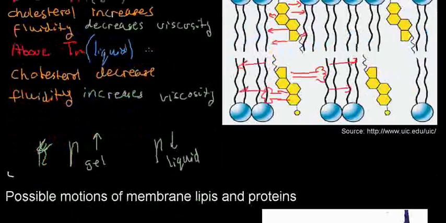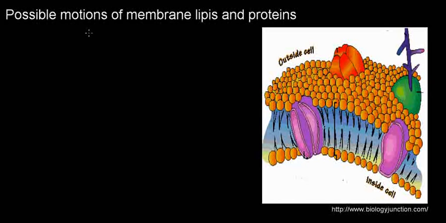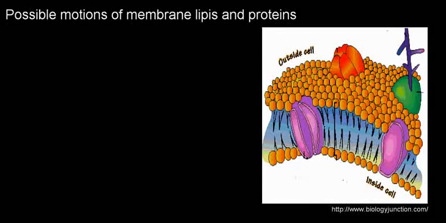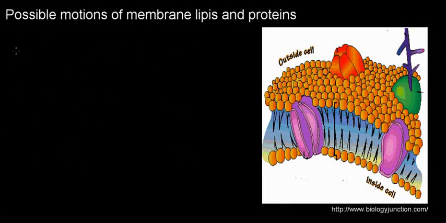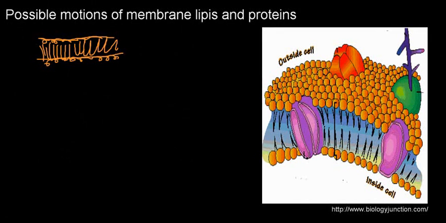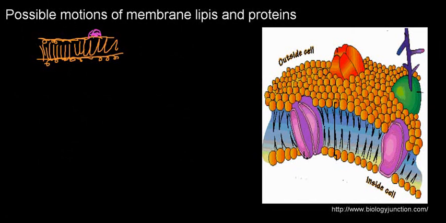Perfect. We're going to go ahead and talk about possible motions of membrane lipids and proteins. And before we do that, I just would like to introduce the possible proteins that we may have in our layer. So I'm just going to draw our layer here. This is our lipid bilayer. Very good. We have the heads here. These are the heads right here. Very good.